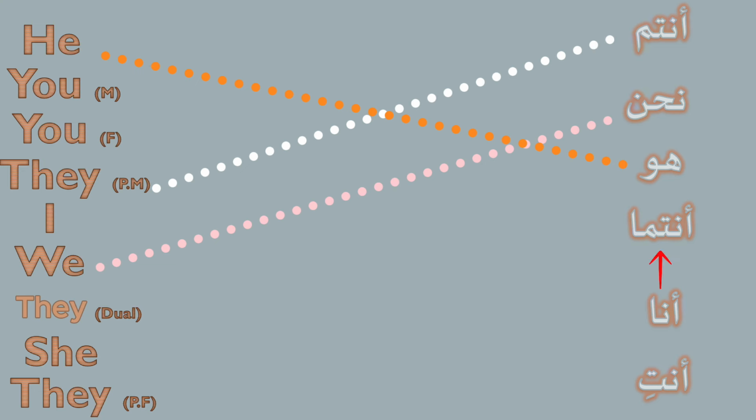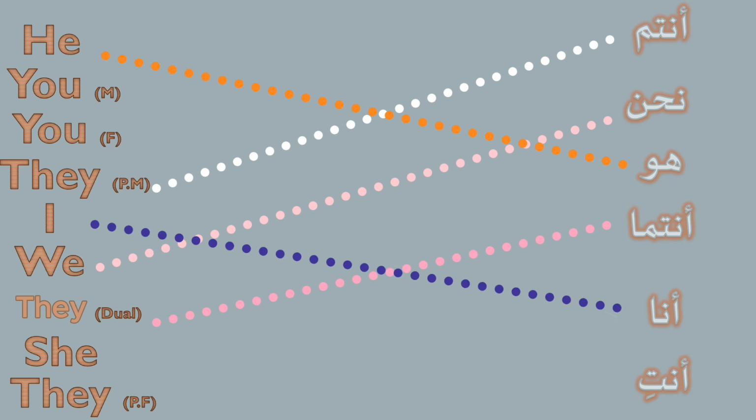Well done. Antuma. Anything that ends with an alef like that means dual. Antuma is they for dual. Ana, everybody knows. Ana is I am. And lastly, anti. As you see, it's anti, so it's definitely feminine, singular, and it means you, feminine. Great job if you get them all correct.